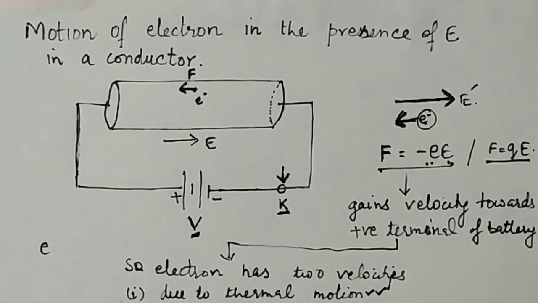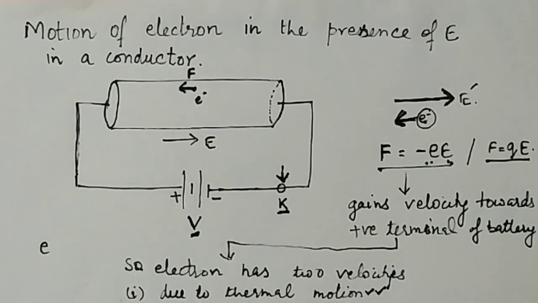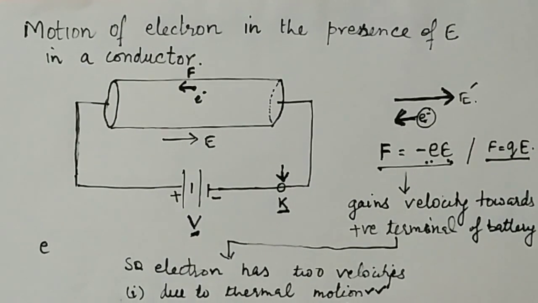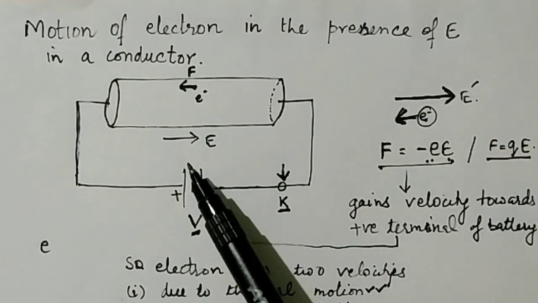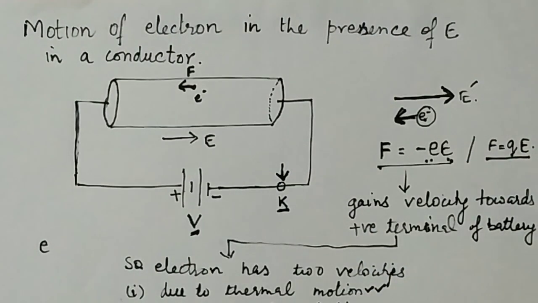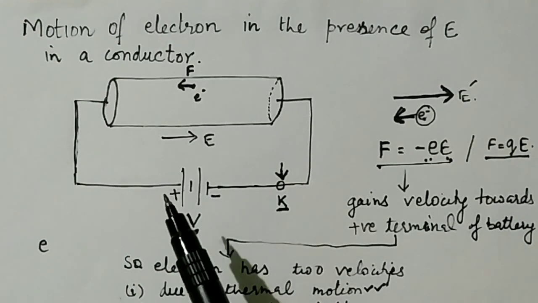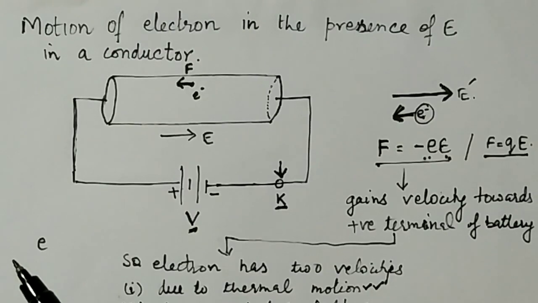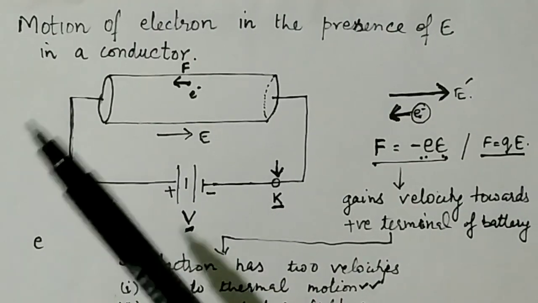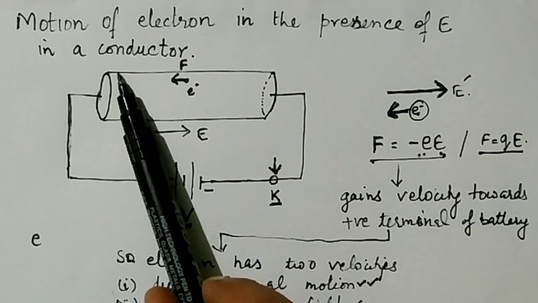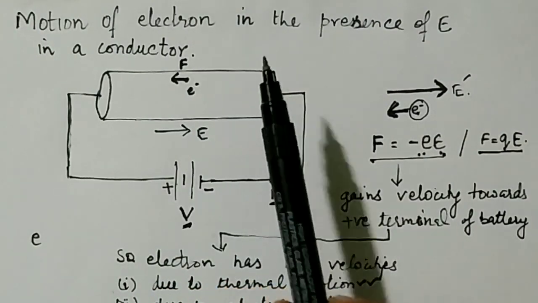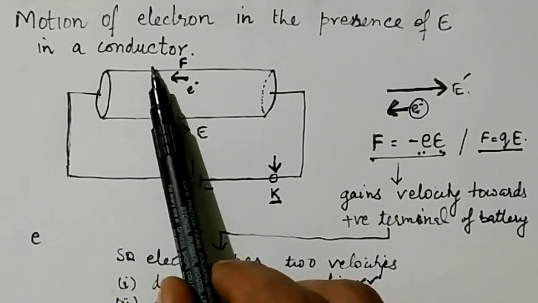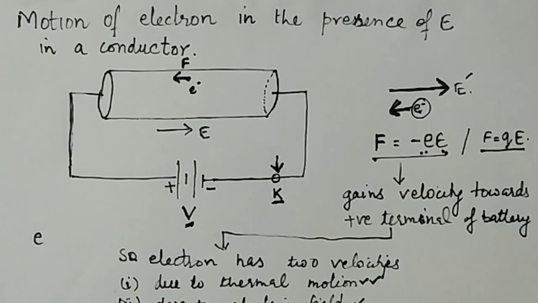In this video, we will discuss the motion of electron in the presence of electric field in a conductor. To understand it, I have taken this conductor, and this conductor is attached with a battery through this key. This battery is providing the potential to this conductor, and this potential produces an electric field uniformly inside a conductor. Means the electric field at each and every corner of this conductor is uniform.